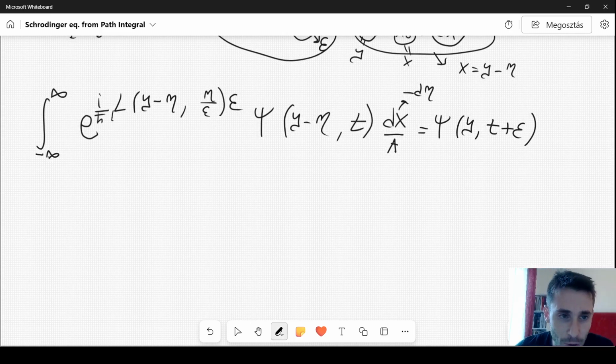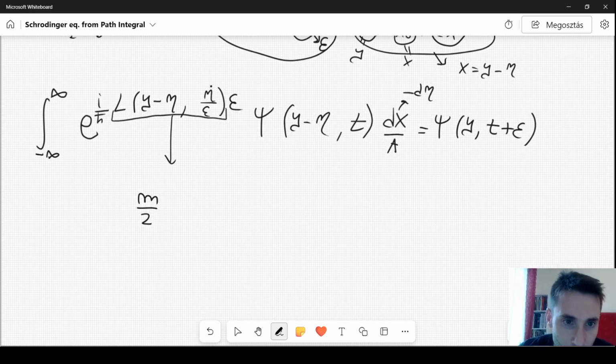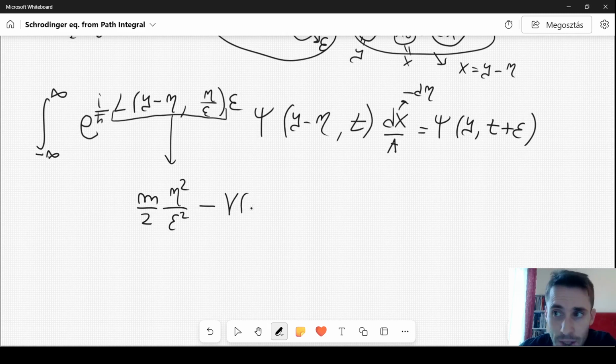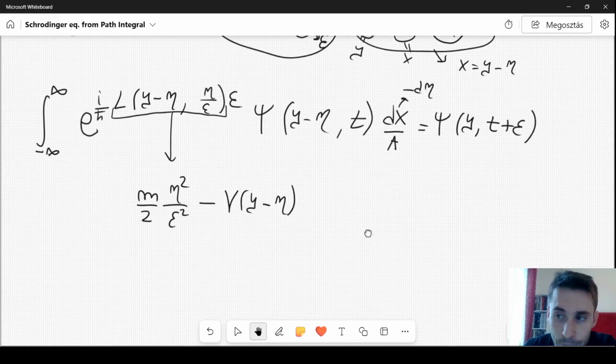So the Lagrangian for a particle in a potential field is quite easy to write. So we have the kinetic term, which is the mass times the velocity squared divided by 2, and the velocity squared we already know can be written as eta divided by epsilon. So we have eta squared divided by epsilon squared, and then we have to subtract the potential field, which is V of x. But remember that now we are not using the variable x, we are using the variable y. So if you want to rewrite x in terms of y, we have to write y minus eta, like this.